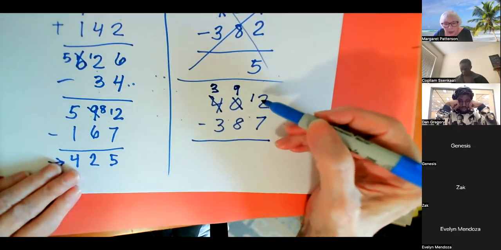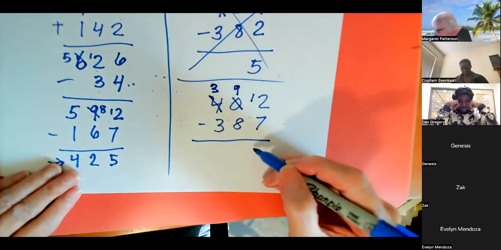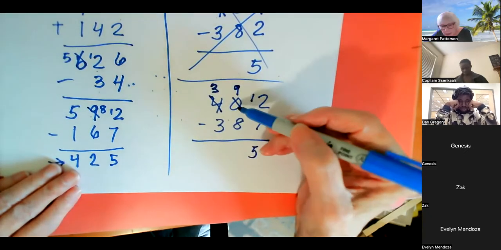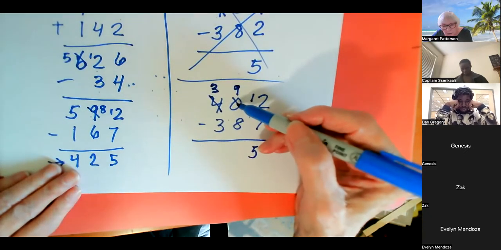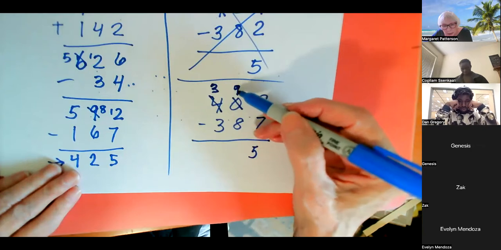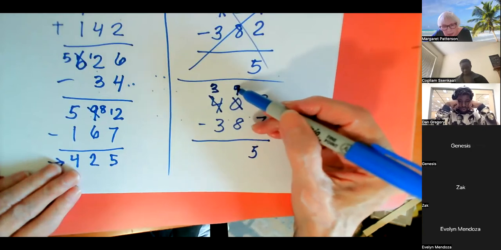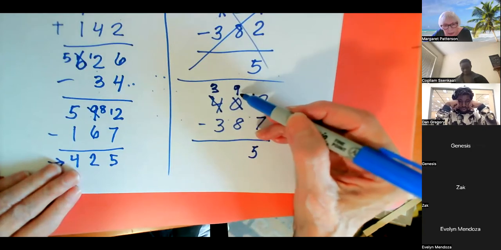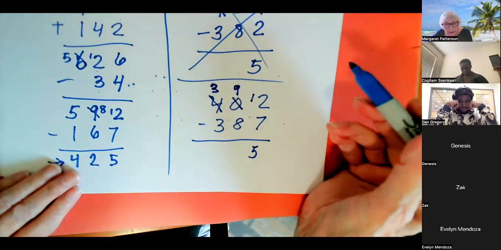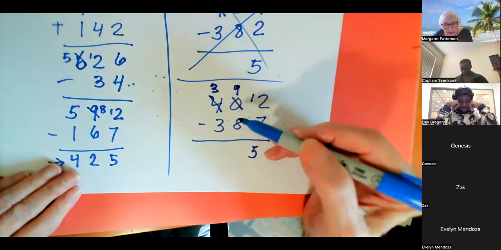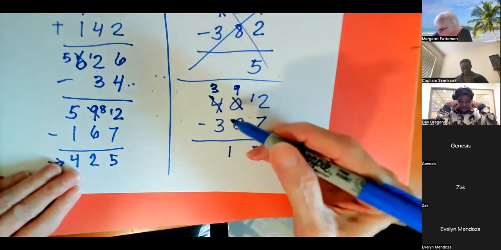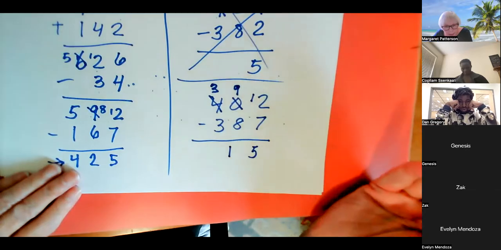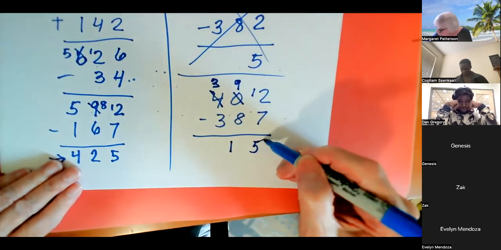And so now this becomes 12 take away 7 is 5. But when we tried to borrow from this, we had to think of it as a 10, taking away 1 is 9, but then we borrowed again. That's a good problem, actually. 9 take away 8 is 1, and 3 take away 3 is 0. So the answer is just 15.